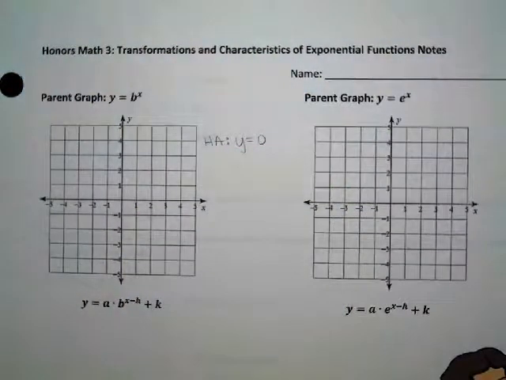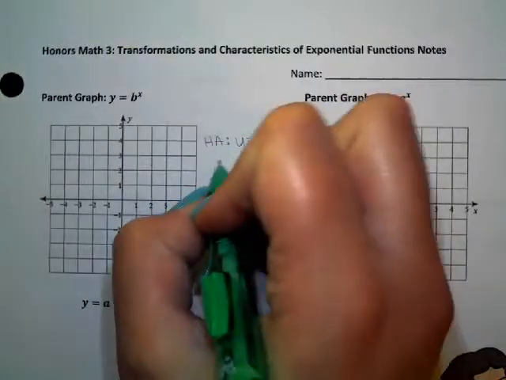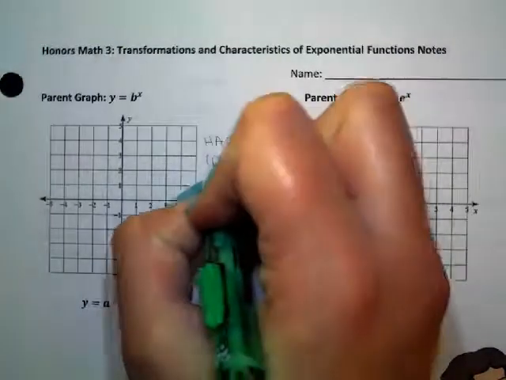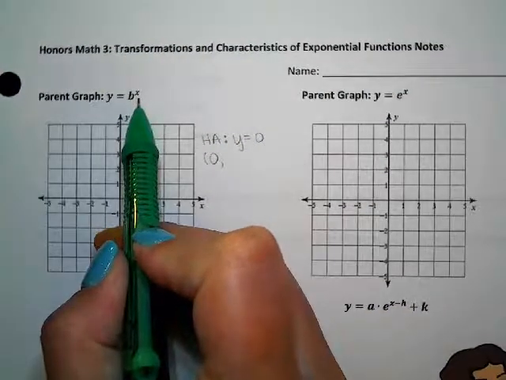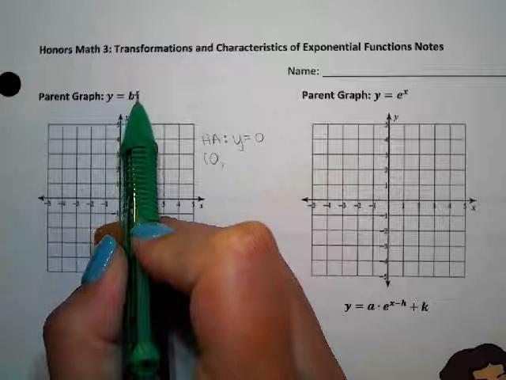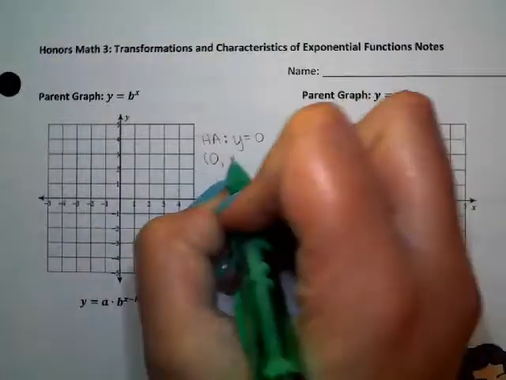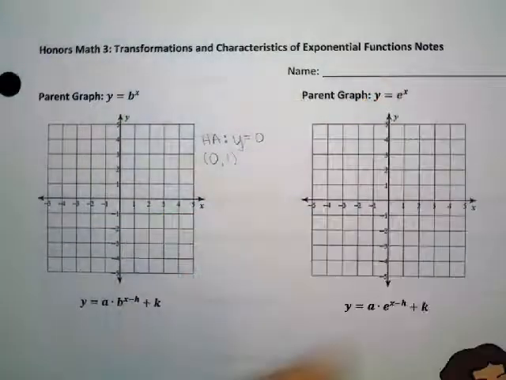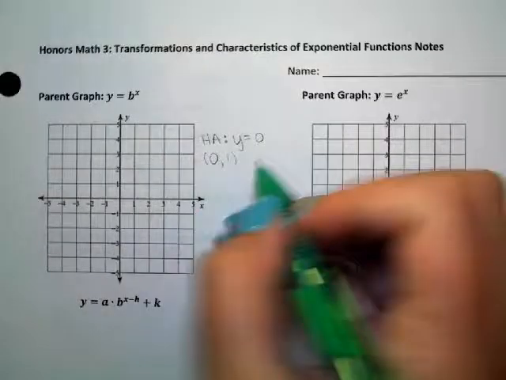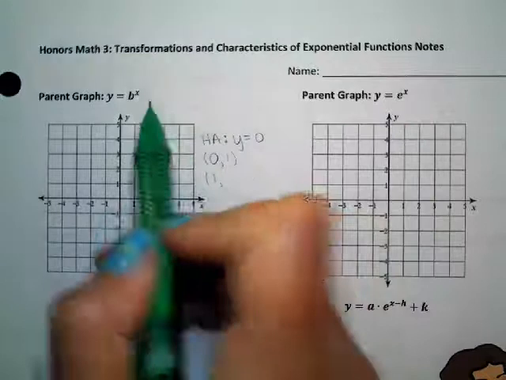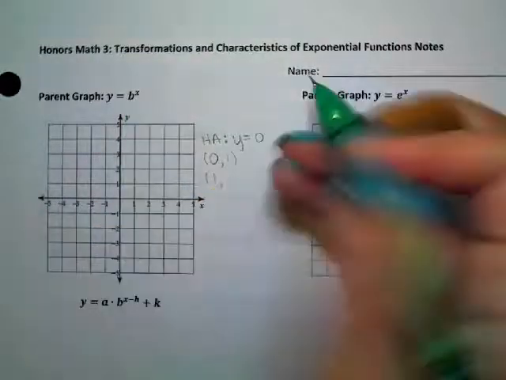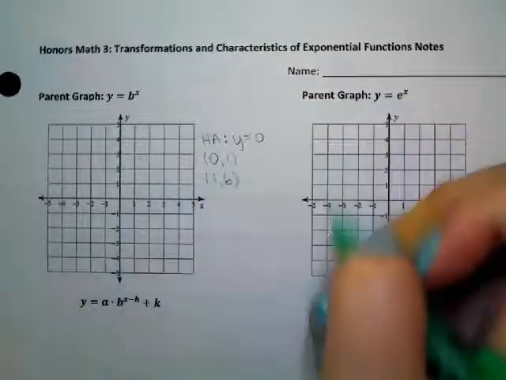And then we have two other important points we're always going to graph. We're always going to plug in 0. And if you plug 0 in for x, you get b to the 0. And anything to the 0 power is 1. So we get the point 0, 1. And then we're always going to plug in 1. So if you plug in 1, you get b to the first power, which is just b.